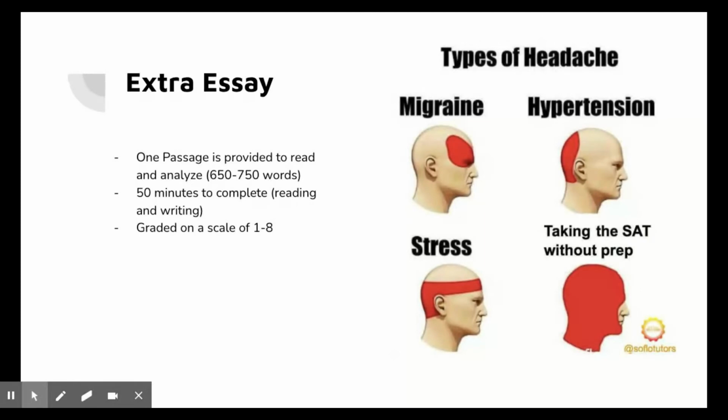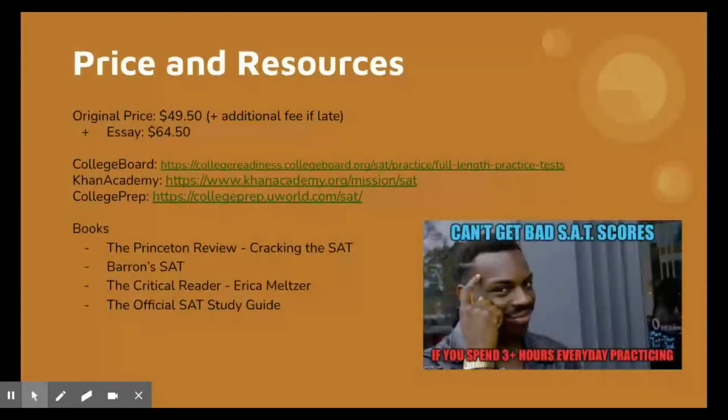The essay is graded, not affecting the overall test score at all, as it is optional, on a scale of 1 to 8 points. Now let's sum it all up. There is a charge for this test, but if you have a fee waiver, you can take it for free. Please note that taking the additional essay will be costly as well. It will bring your cost up to about $65.